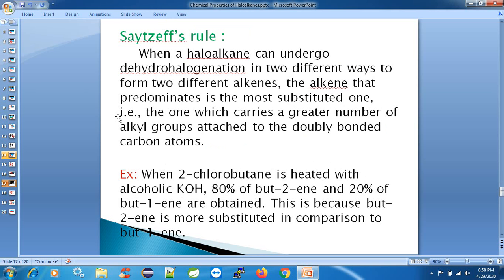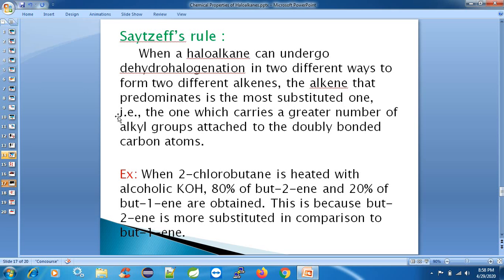What is the meaning of most substituted alkene? It is the one which carries a greater number of alkyl groups attached to the doubly bonded carbon atoms. So if a greater number of alkyl groups are attached to the carbon-carbon double bond, that is considered a more substituted alkene, and in this case the more substituted alkene is the major product.